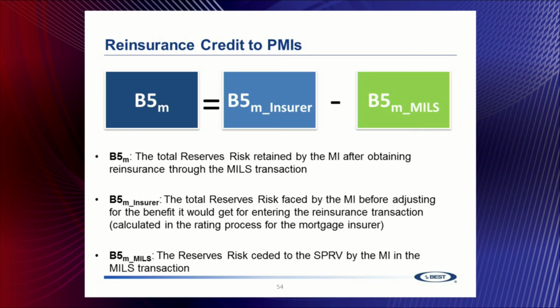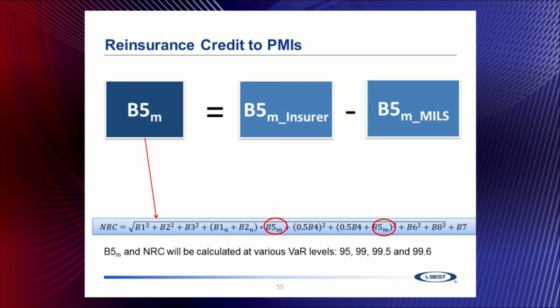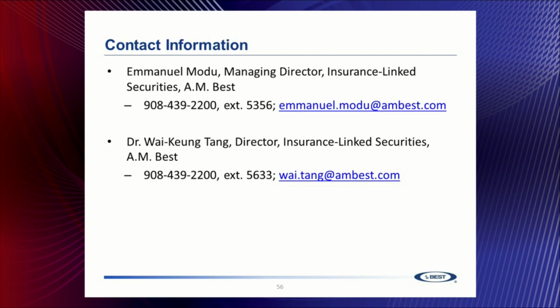Now we need one more thing, of course: B5M insurer, which is the reserves risk faced by the MI before any reinsurance transactions. We calculate this in the rating process for the mortgage insurer. Taking the difference of these two gives us the new B5M, which is the reserves risk retained by the mortgage insurer after the Mills transaction. Given the B5M, we can now plug it into our net required capital formula and calculate the NRC for each VAR level, and then calculate our BCAR ratio, which is needed in the rating process. And that concludes our presentation for today.